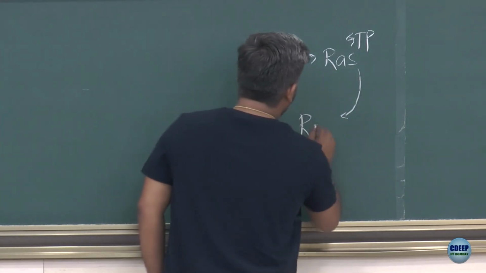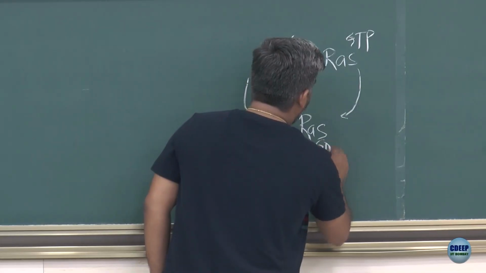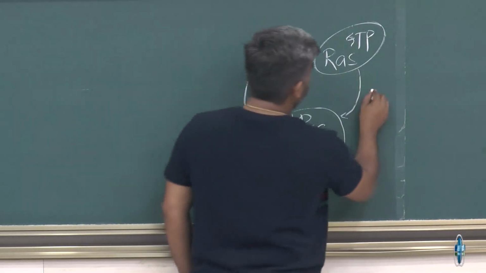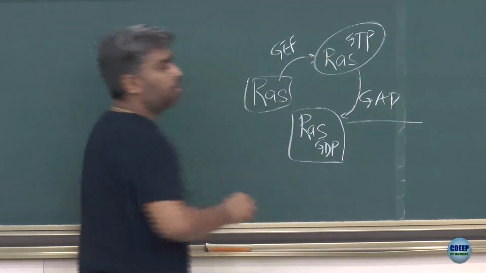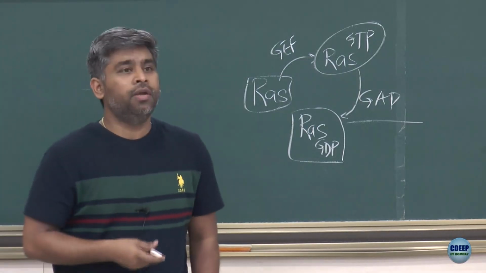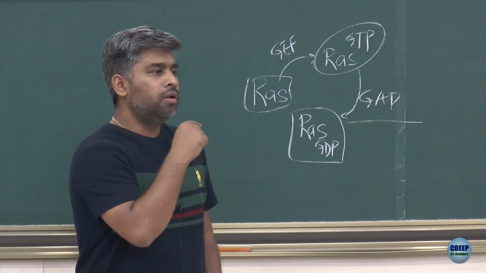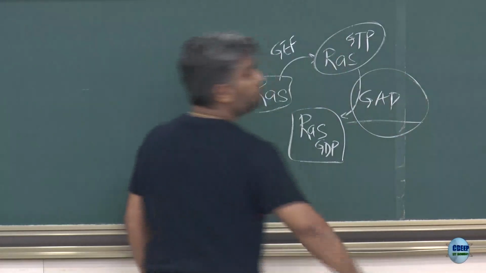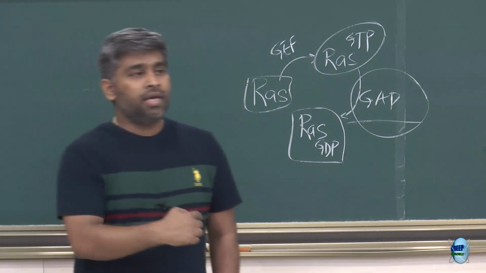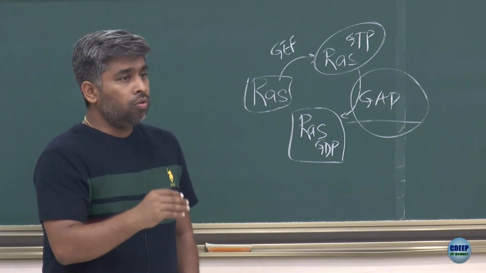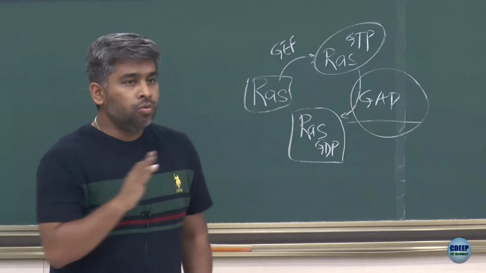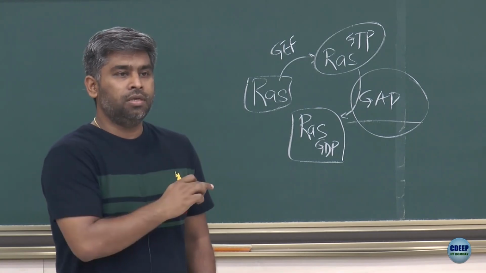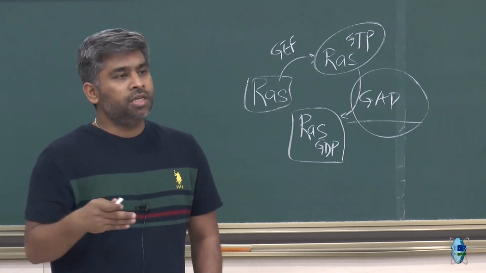But this RAS can become GDP bound when there is GAP, which is GTPase activating protein. In case of RAS proteins, this molecule becomes very important because these guys have extremely low, or for that matter no, GTPase activity, unlike your G proteins in GPCR signaling. Those guys have very low intrinsic GTPase activity.